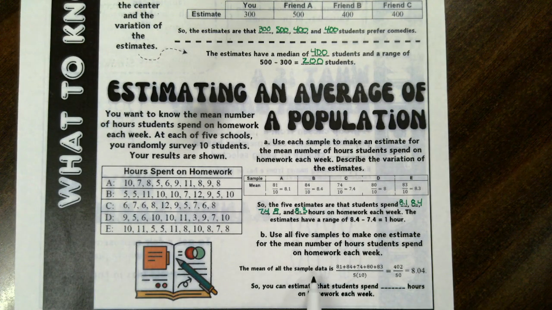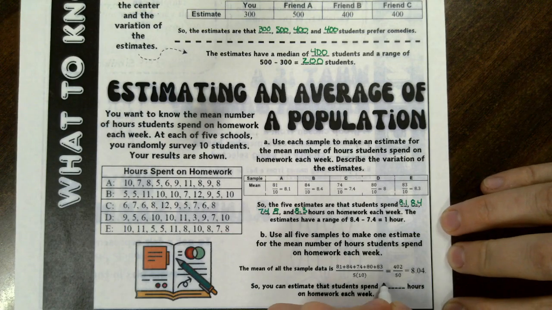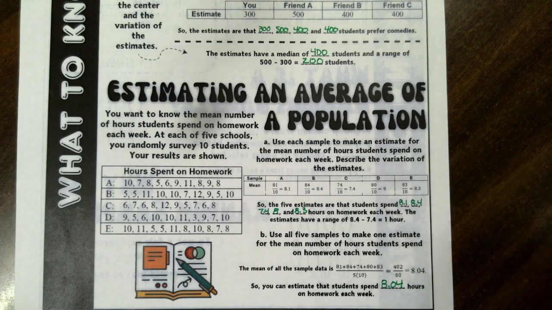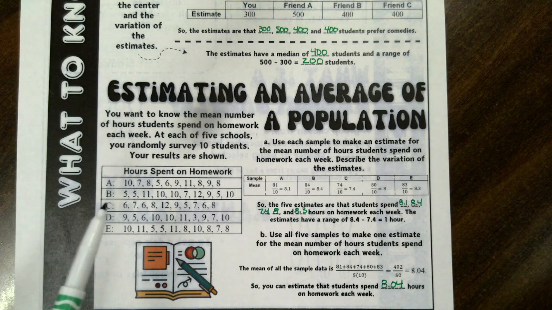So the mean of all the sample data is, so I take all of the numbers, 81, 84, 74, 80, 83. I'm going to add all of those together, which gives me 402. Then I'm going to add all of the students that I sampled in all of the schools, so 10, 20, 30, 40, 50. And so I'm going to take 402 hours, divide that by 50 students, and my mean is 8.04 hours. So you can estimate that the students spend 8.04 hours on homework each week. So that's how I would estimate an average on a population.